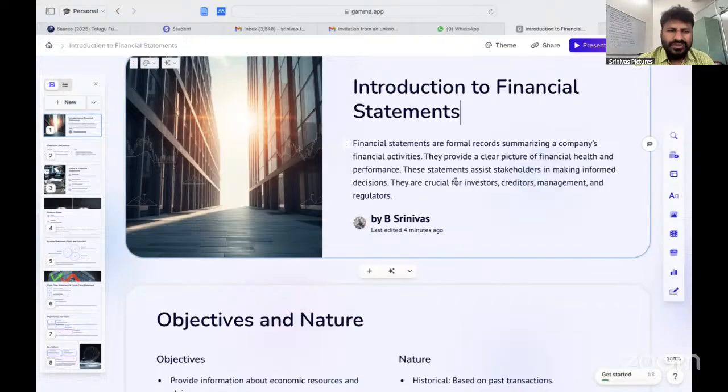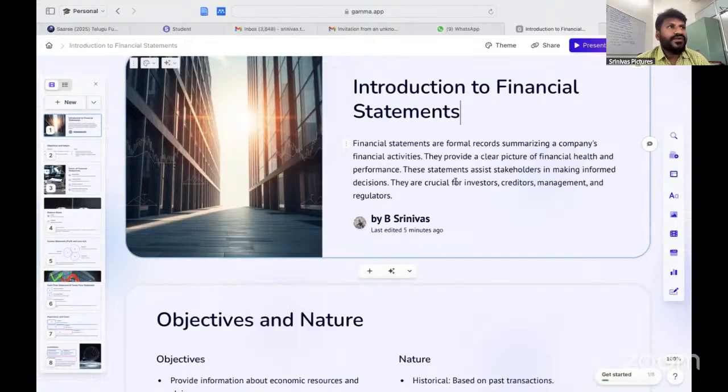Right. So financial statement means what? It is a formal record summarizing a company's financial activities. A company involves many activities. These activities may be financial related, productivity related, organization related, or management related. But financial statement talks about the financial activities related to transactions, which we are going to record and explain. So they provide a clear picture about the financial health and performance.